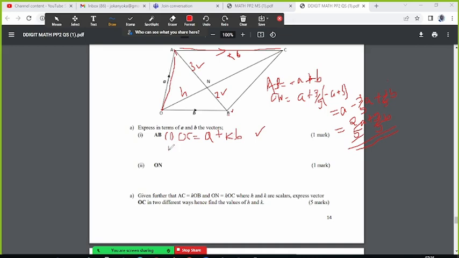Another way, number 2, vector OC can be expressed as a fraction of vector ON, because we have this vector here.